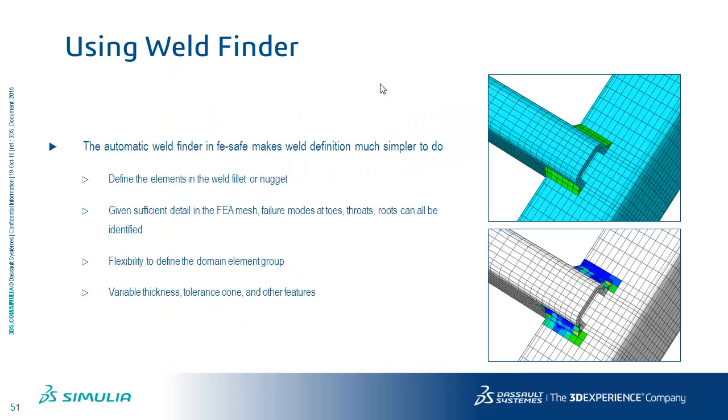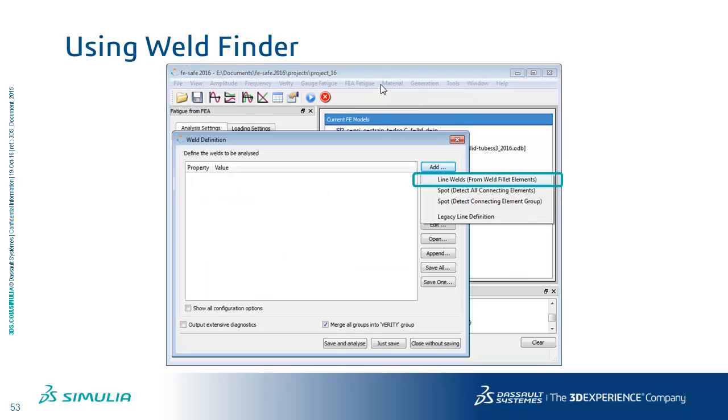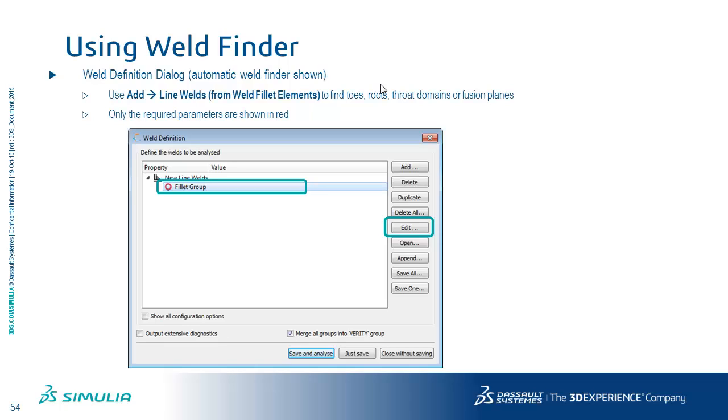How does it work? You start with, well, this is a screenshot from 2016. It will look slightly different in 2017, as David mentioned earlier today. You go to the Define and Analyze Weld Geometry menu. A dialog pops up where you add a new line weld. Essentially, when you start up, you start with a single parameter you need to edit. It's just to specify the element set representing the weld.